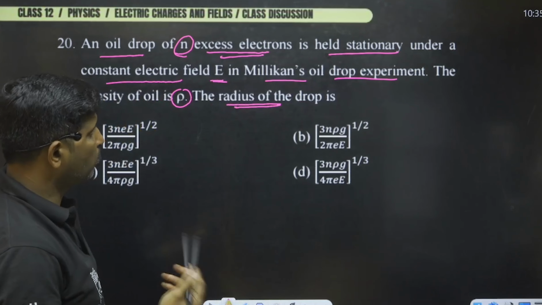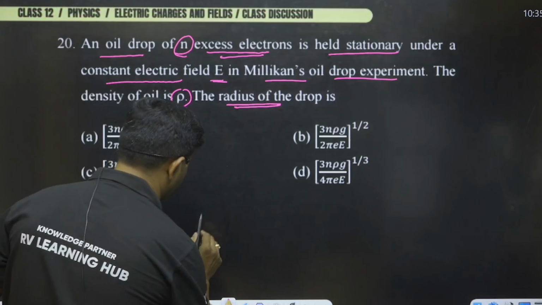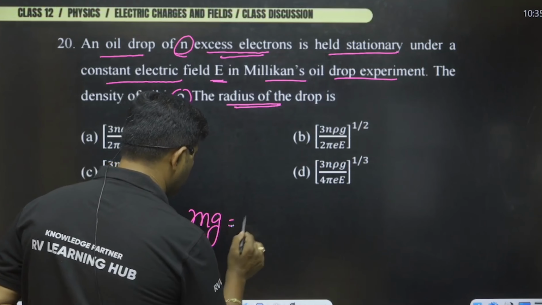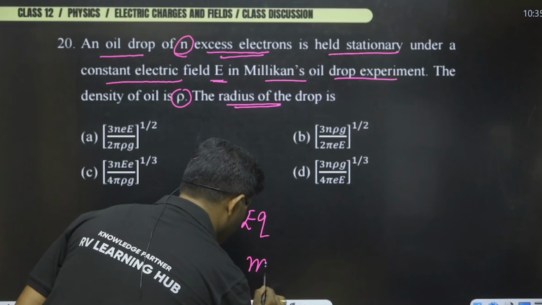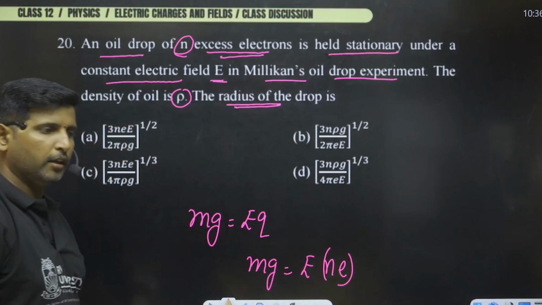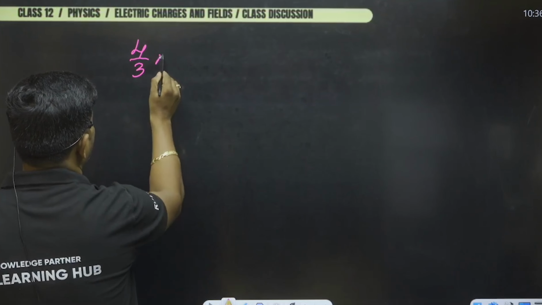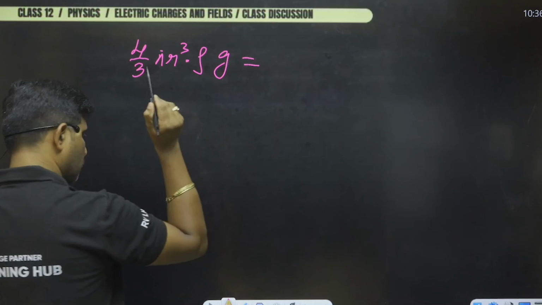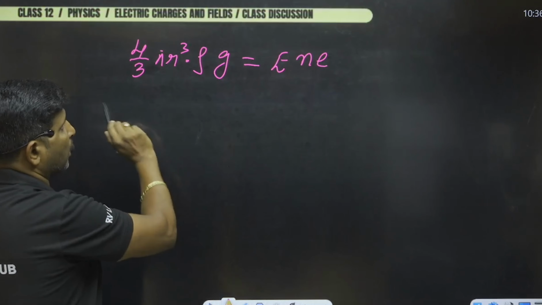Whatever may be the experiment, held stationary indicates that m into g, that is the weight of the drop, must balance the force due to the electric field. Okay. So see here, m into g is equal to E into Q, where Q is nothing but n into small e. So what is m? Mass can be 4 by 3 pi r cube into rho into g is equal to E into capital N into e. I want only R here.